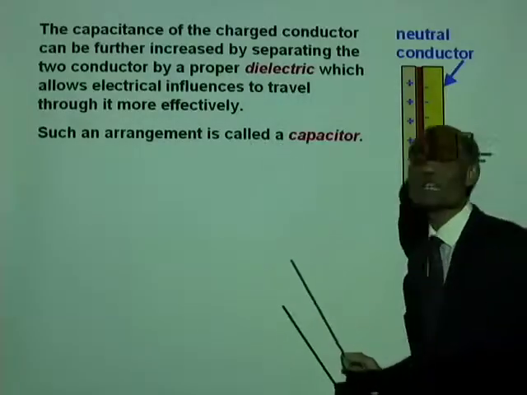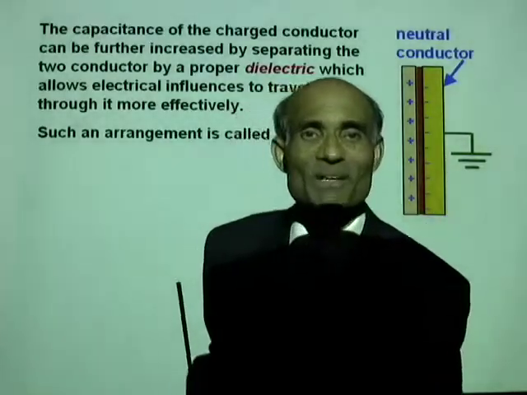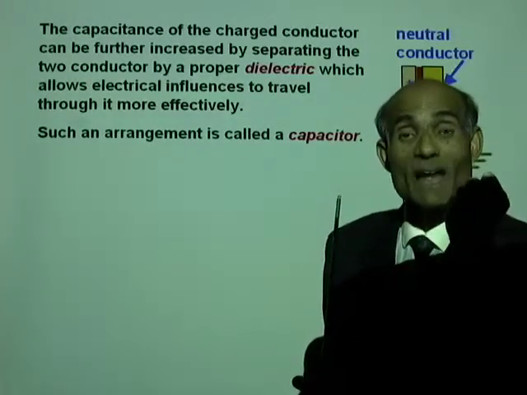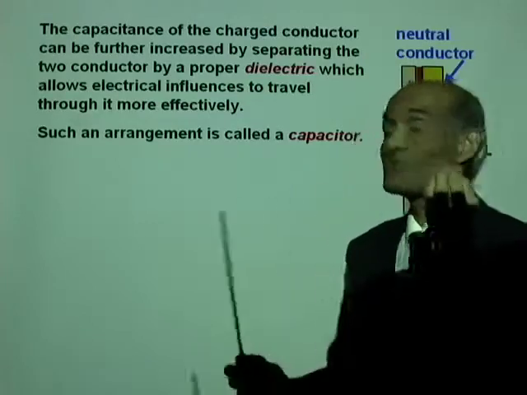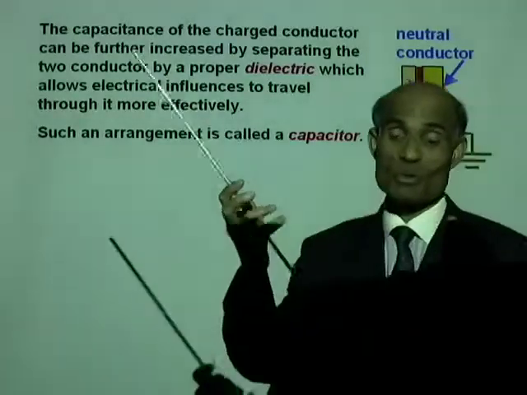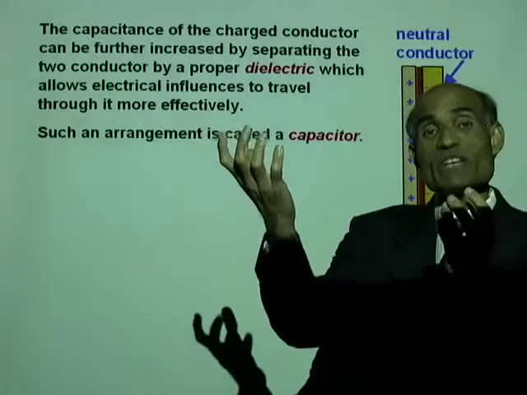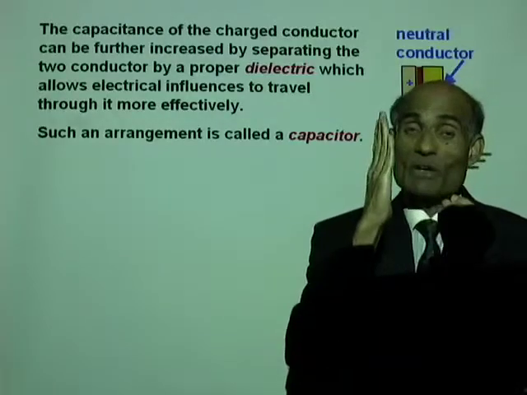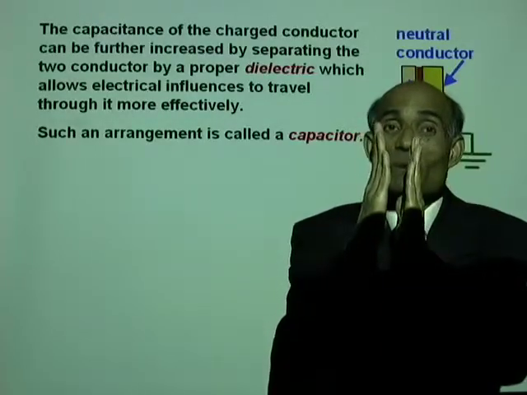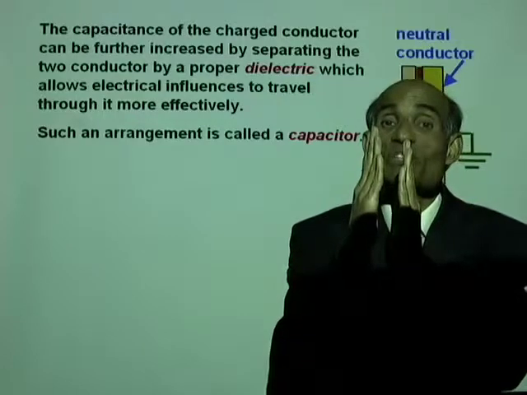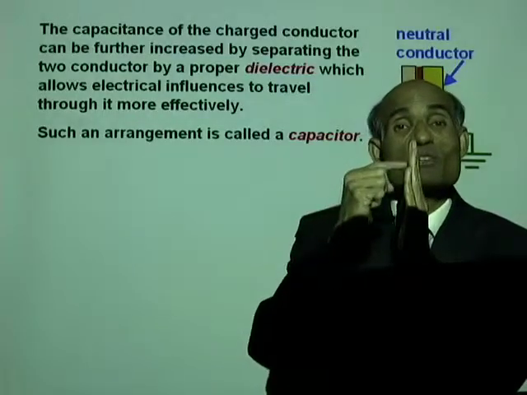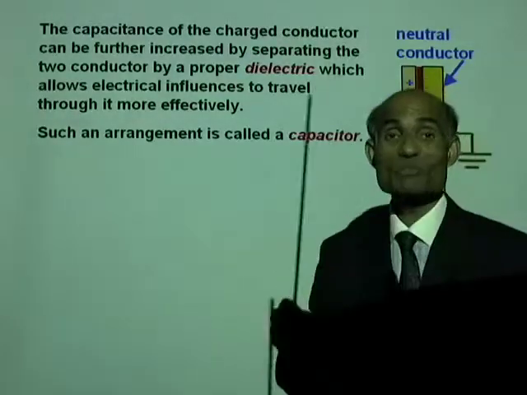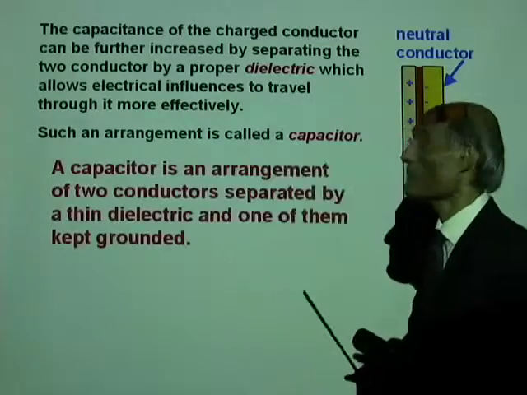Such an arrangement is called a capacitor. You see, what we have done is we tried our best. We tried all we can to increase the capacitance of this conductor. What was the first thing we did? We brought near it a neutral conductor and grounded it, and then filled the space between them by a very efficient dielectric, which will transmit the electrical influence in a much more efficient way. And this arrangement now is called a capacitor.